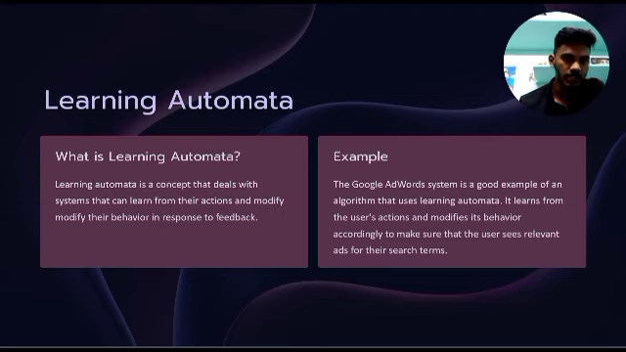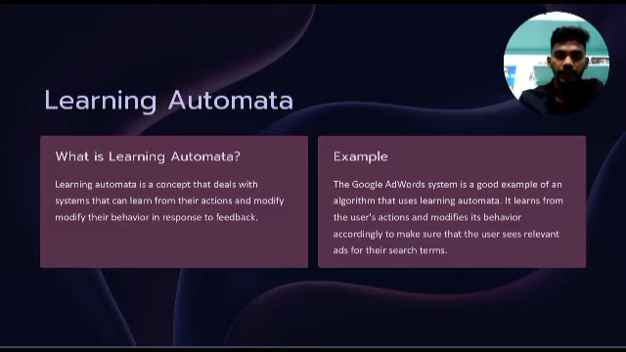Learning automata is a concept that deals with systems that can learn from their actions and modify their behavior in response to feedback. You can see one example of learning automata. The Google AdWords system is a good example of an algorithm that uses learning automata to learn from users' actions and modify behavior accordingly to make sure that the user sees relevant ads for their search terms.